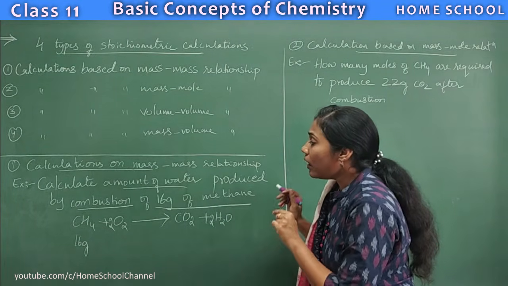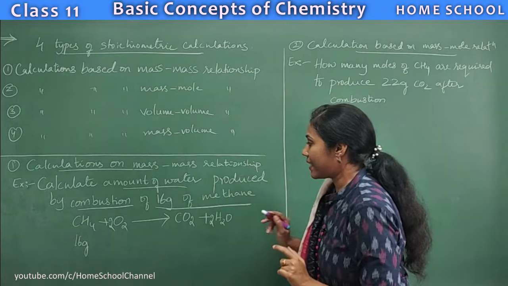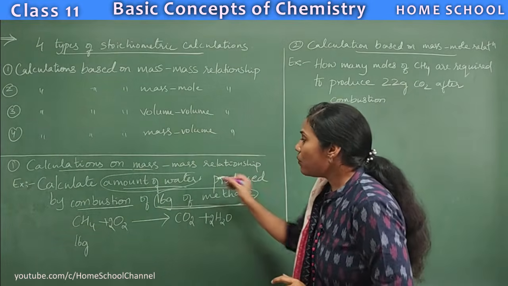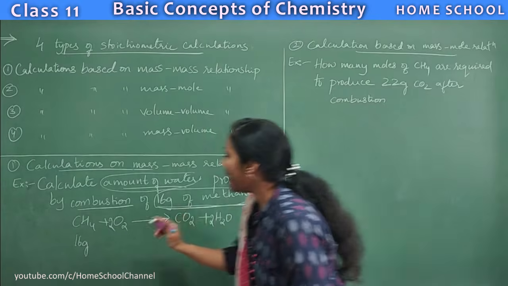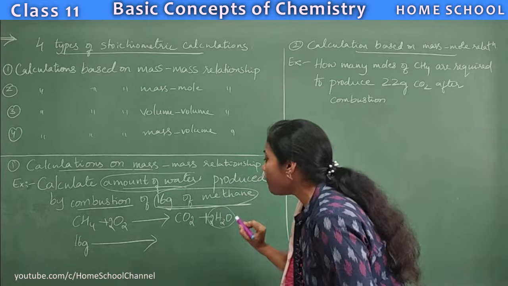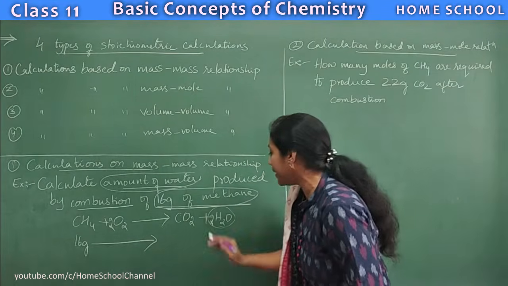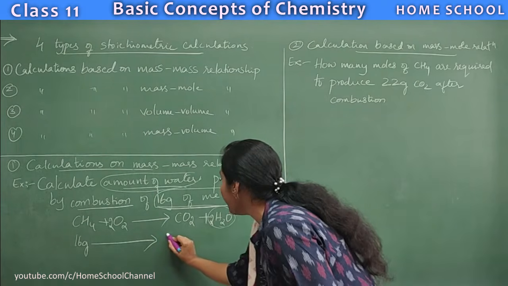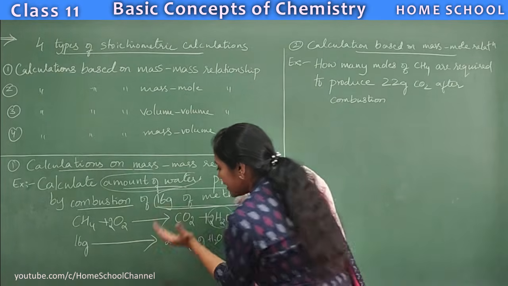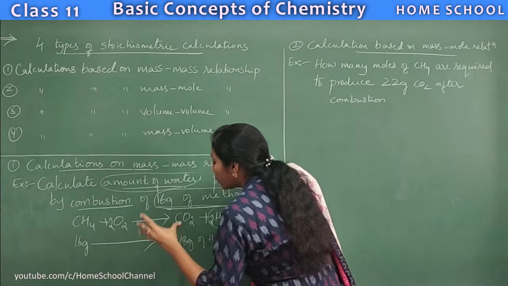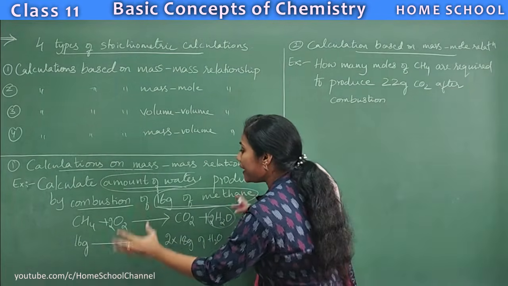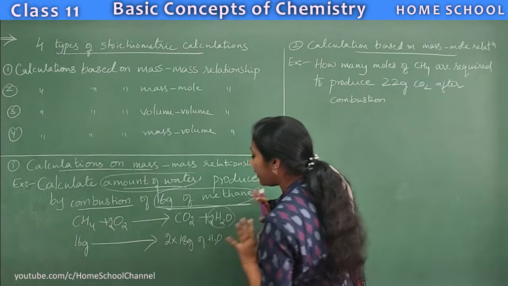Now what information is given, and what are they asking? They gave the mass of methane and they are asking the mass of water. So what information can you select here? I can always say that 16 grams of methane is giving how many grams of water? From the chemical equation you selected, 16 grams of methane is giving 2 into 18 grams of water. So this is the information I got from the above chemical reaction.